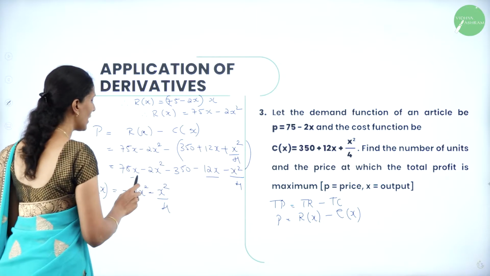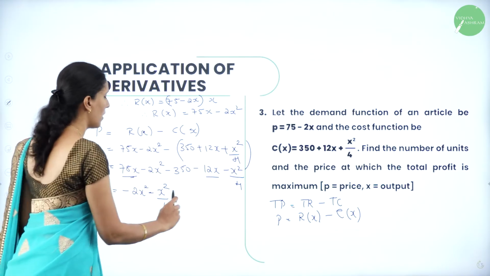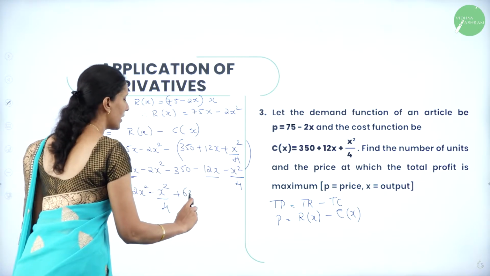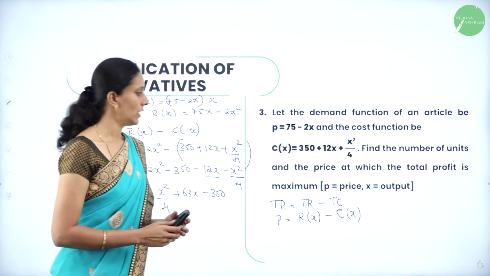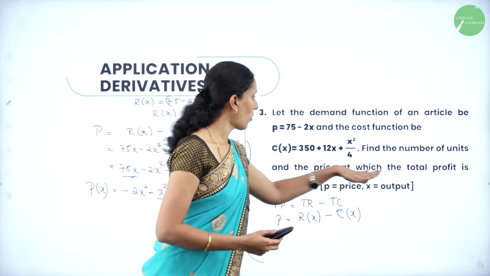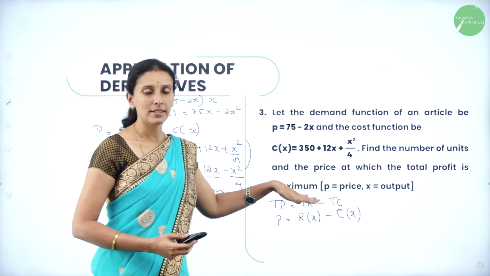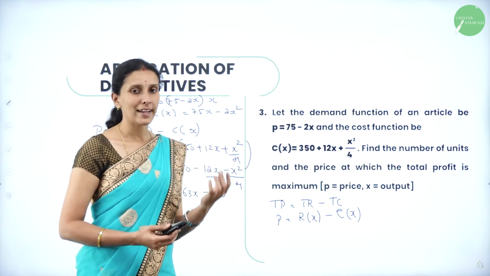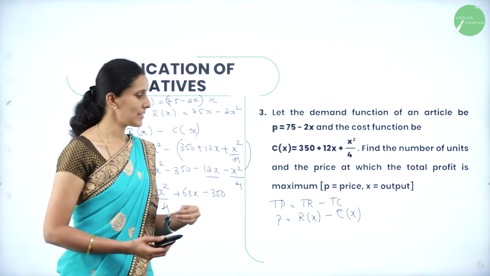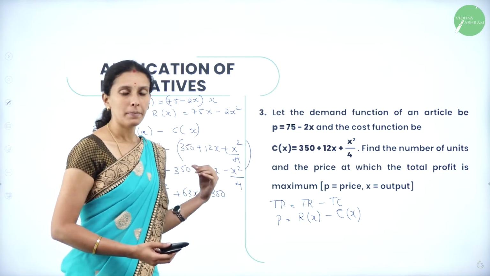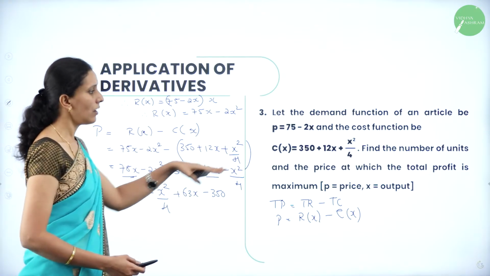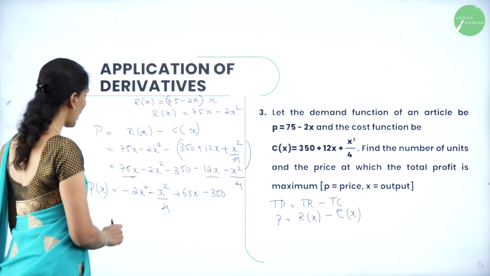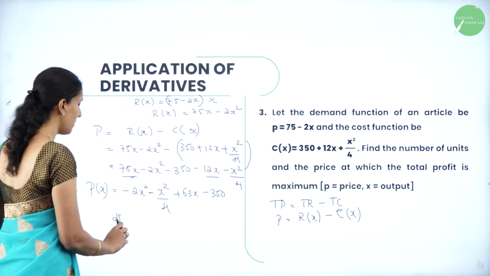So minus 12x, 75x becomes plus 63x minus 350. So now here I need the total profit to be maximum. Maximum means the second order derivative will be less than 0. I can put dp by dx equal to 0. So let us differentiate this to find the maximum profit. So what happens for dp by dx here?